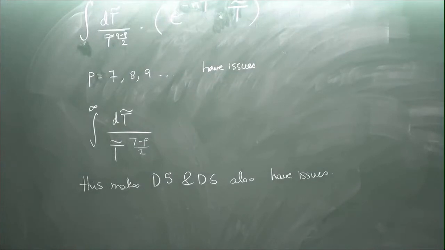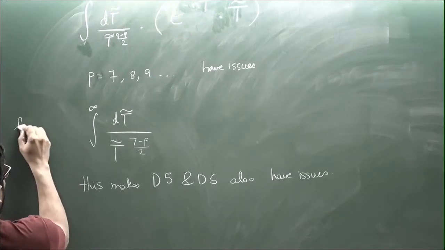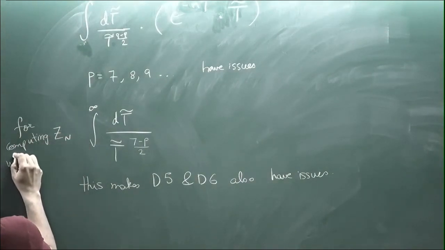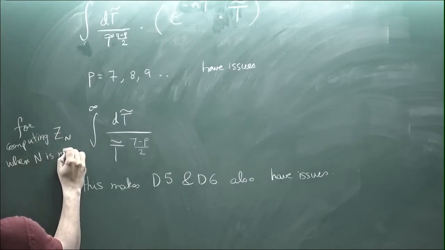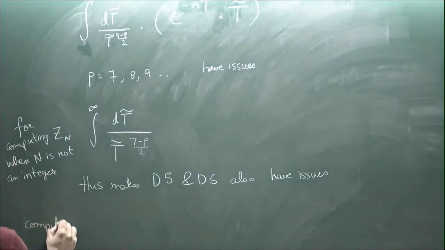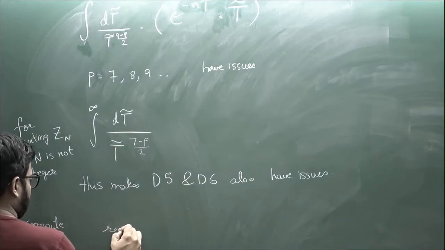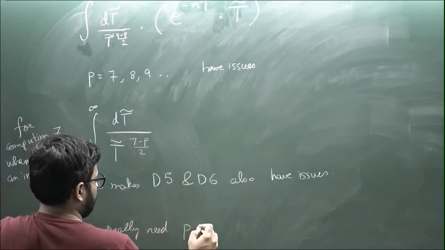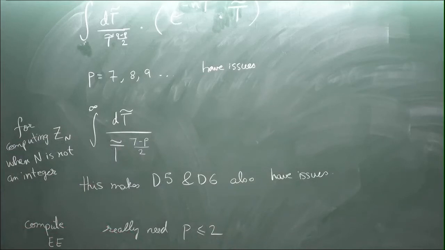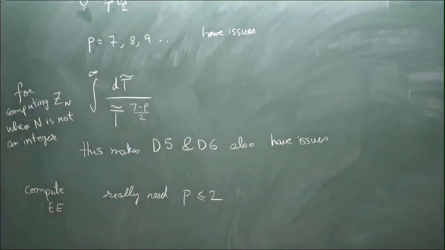And now to compute the entanglement entropy, because you have a triple pole, you have to take a second derivative that pulls down two powers of t tilde squared. This is just for computing Z of n when n is not an integer. To compute the EE, you really need p less than or equal to some value. In Witten's paper, it said it's not really clear what this means.